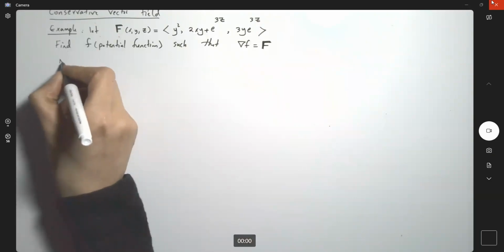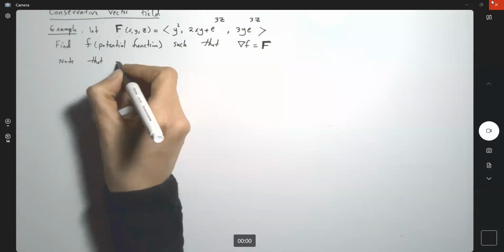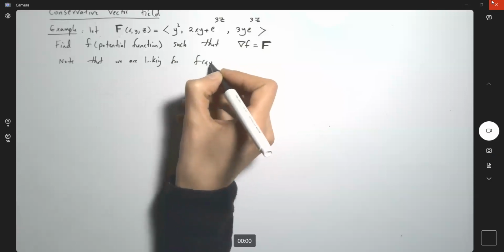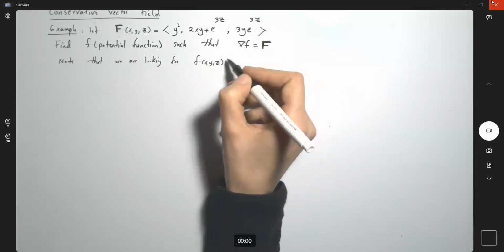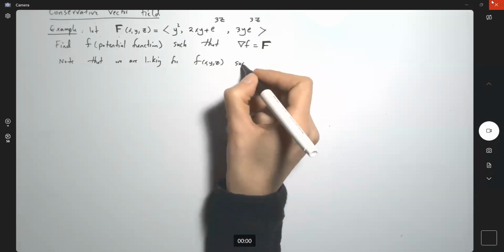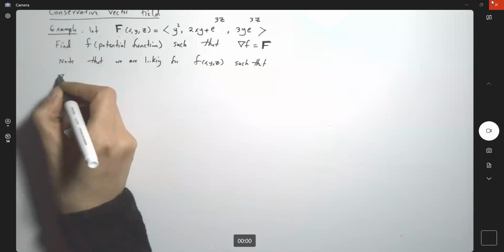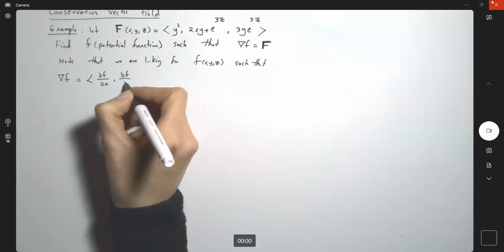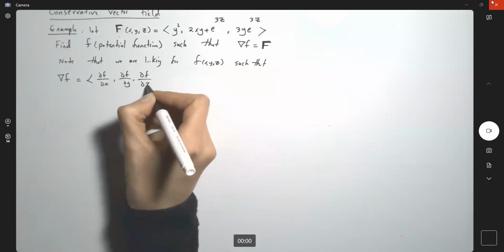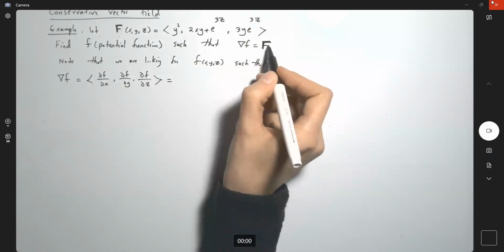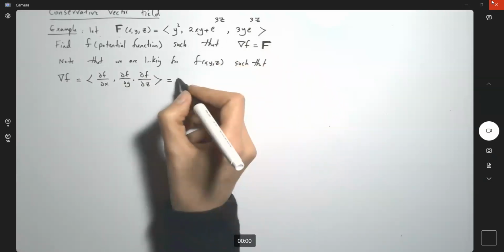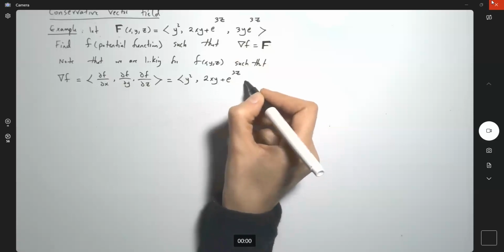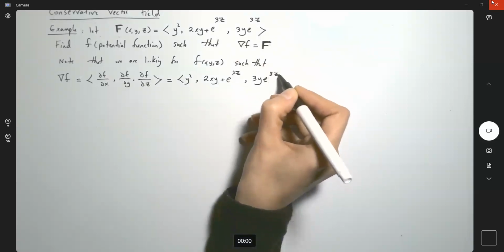Note that we are looking for f of x, y, and z such that it satisfies this condition: the gradient of f, which is the partial derivative of f with respect to x, the partial derivative of f with respect to y, and the partial derivative of f with respect to z, is equal to your vector field, which is given to you here: y squared, 2xy plus e to power 3z, and 3y e to 3z.